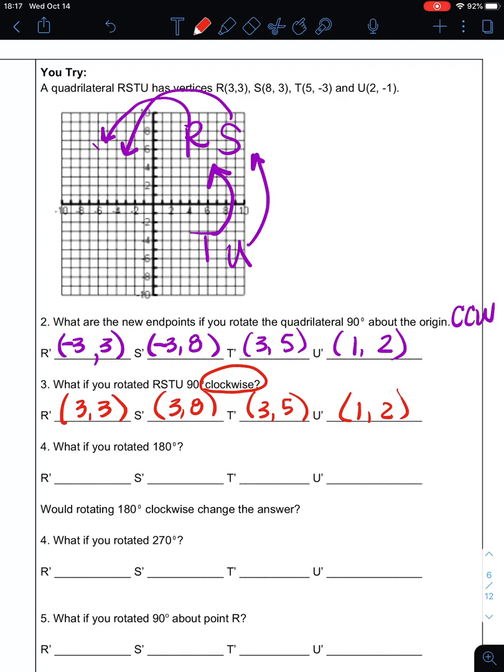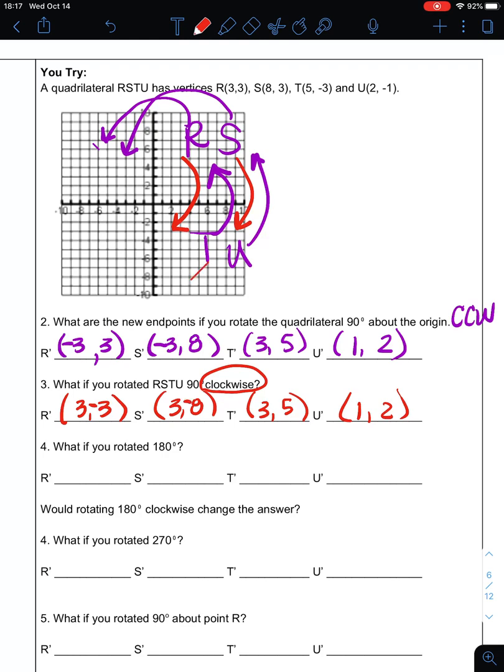Then I'm going to look at what quadrant I go to. So I go from quadrant 1 to quadrant 4 for R and S, because I'm going clockwise to the right. So I go 1 quadrant to the right. Now I'm in positive, negative. So I put a negative sign on my 3 and a negative sign on my 8.